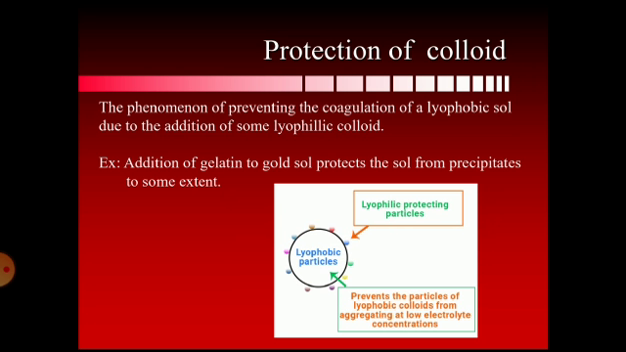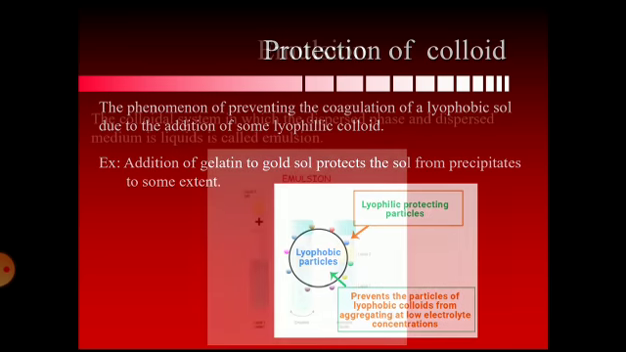Example, addition of gelatin to gold sol protects the sol from precipitation to some extent. So if you want to stop the coagulation of gold sol, then we have to add gelatin, which is a lyophilic colloidal solution. So it will stop the gold sol from precipitating. Okay, so that is called protection of colloid. We can protect lyophobic sol by using a lyophilic colloidal solution.